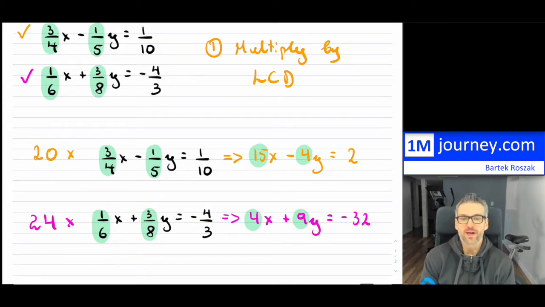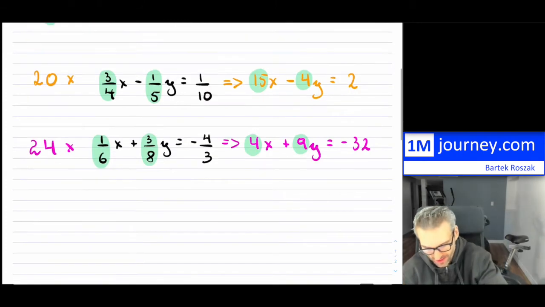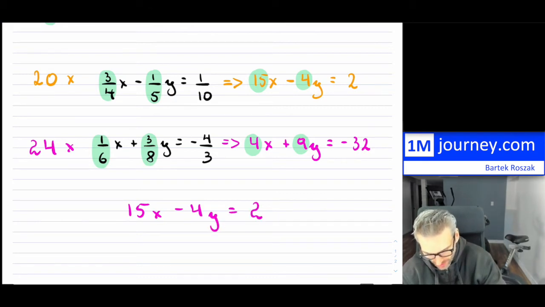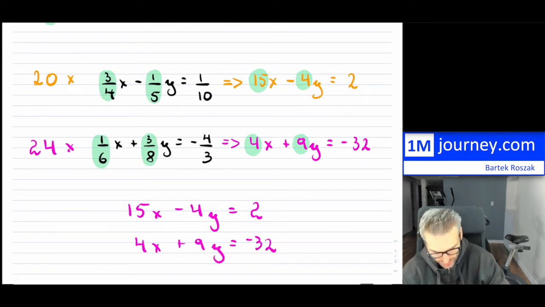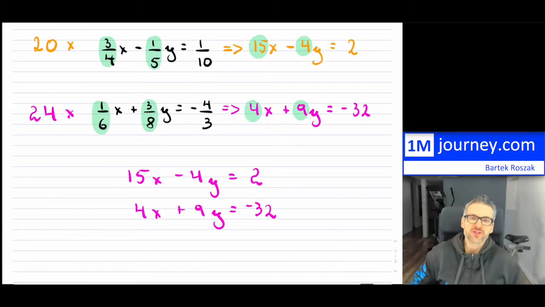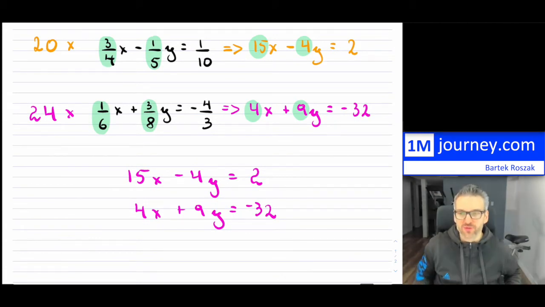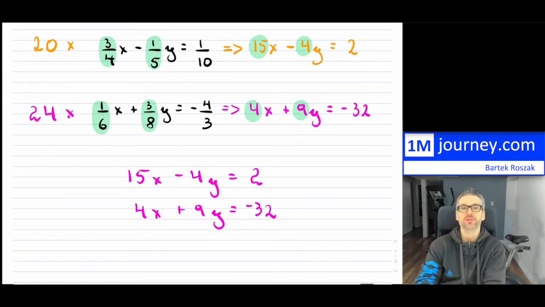And then once they're integers, you can basically do exactly the same thing as we did in the integer video. So now the problem becomes that you have 4x minus 4y is equal to 2, and then you have 4x plus 9y is equal to negative 32. So it's easier to work with. So now you can go ahead and solve. Again, I'm not going to solve it this time around. You guys can solve it.